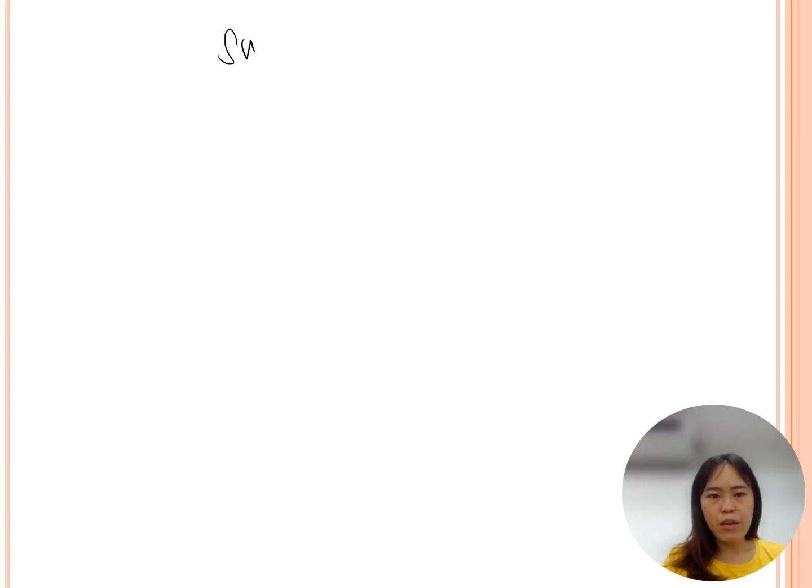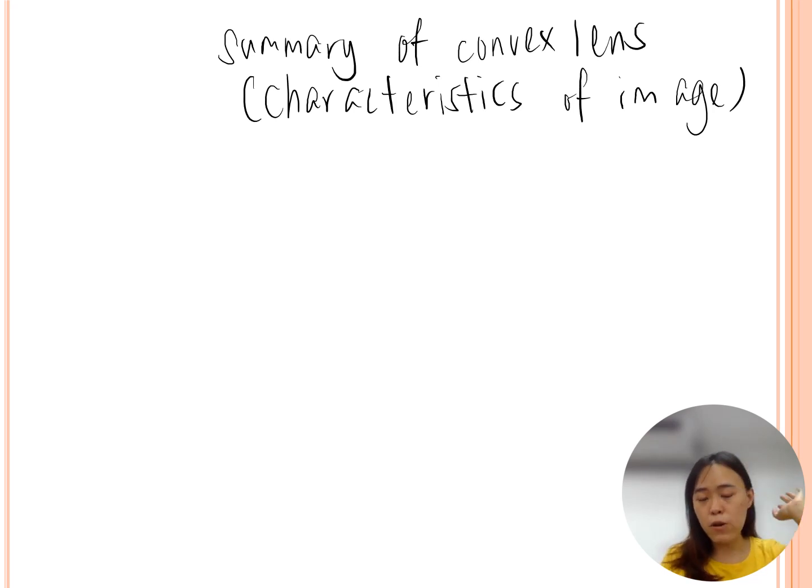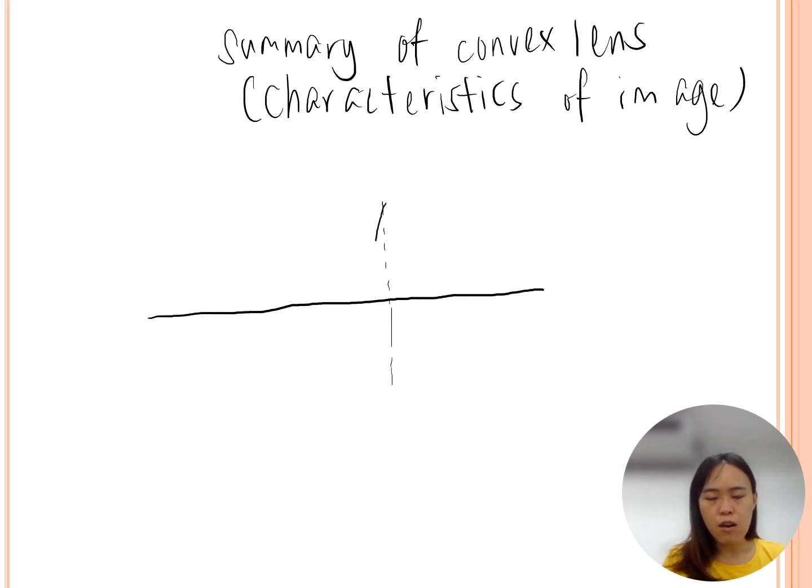Okay, summary of convex lens, the characteristics of the image. You can copy this down if you want. Because we know the characteristics of the image in the convex lens is based on the position of the object, we can use this diagram to summarize that. This is the convex lens, here is our focal point and this side is our 2F.